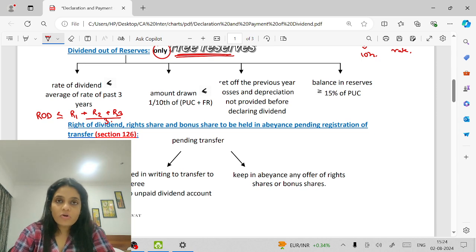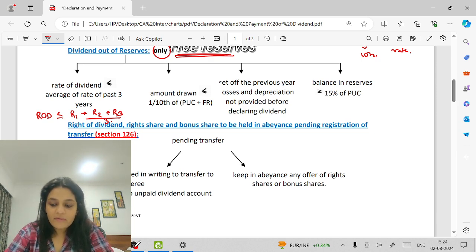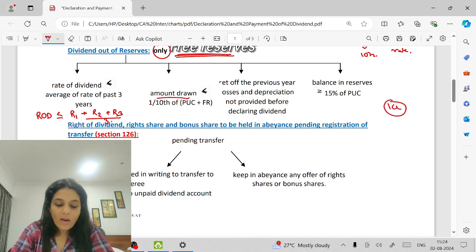Second, the amount drawn. So let us say I have declared a dividend and my total dividend comes to 1 crore. So how much will I have to draw? 1 crore. The amount should not be more than 1/10 of my paid up capital and free reserves.